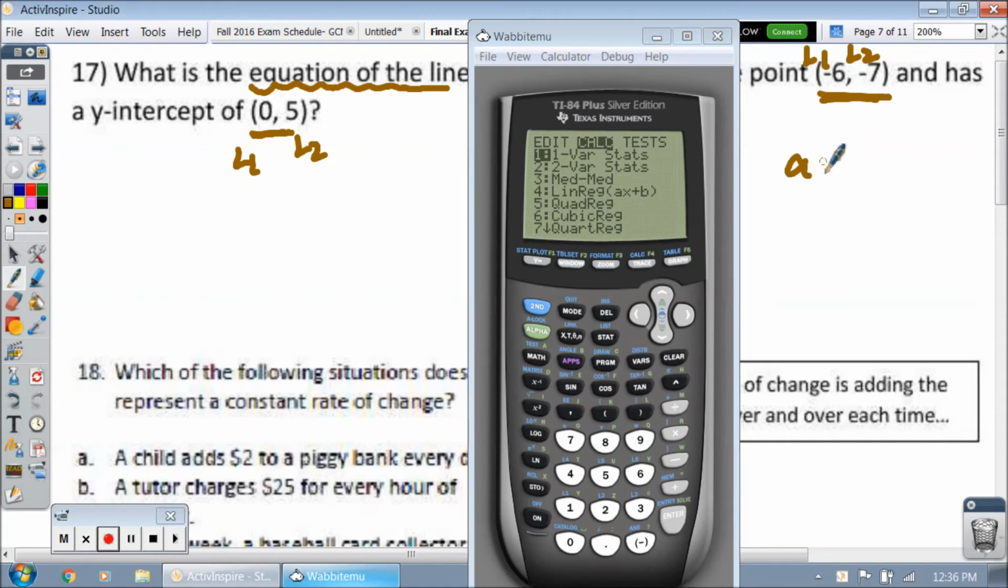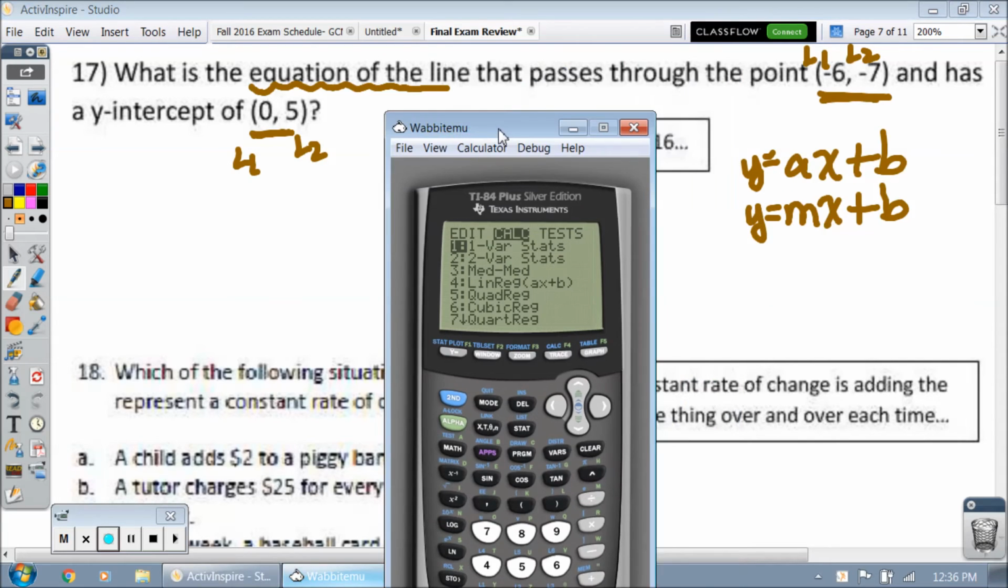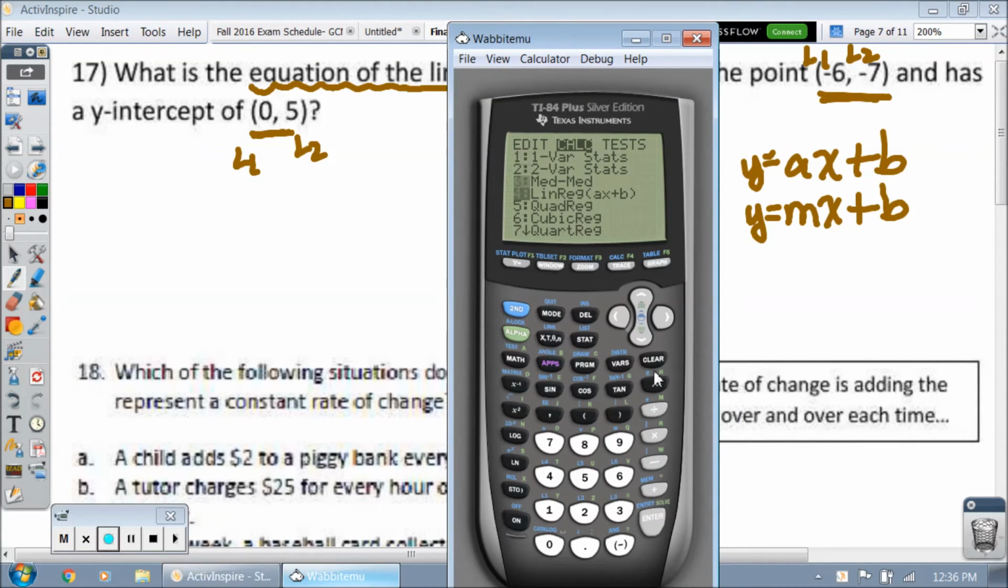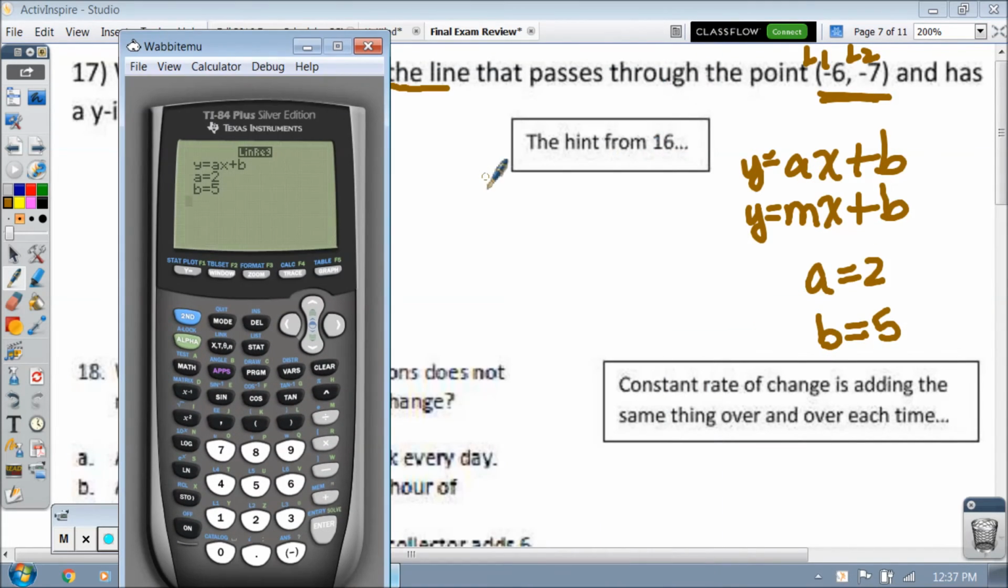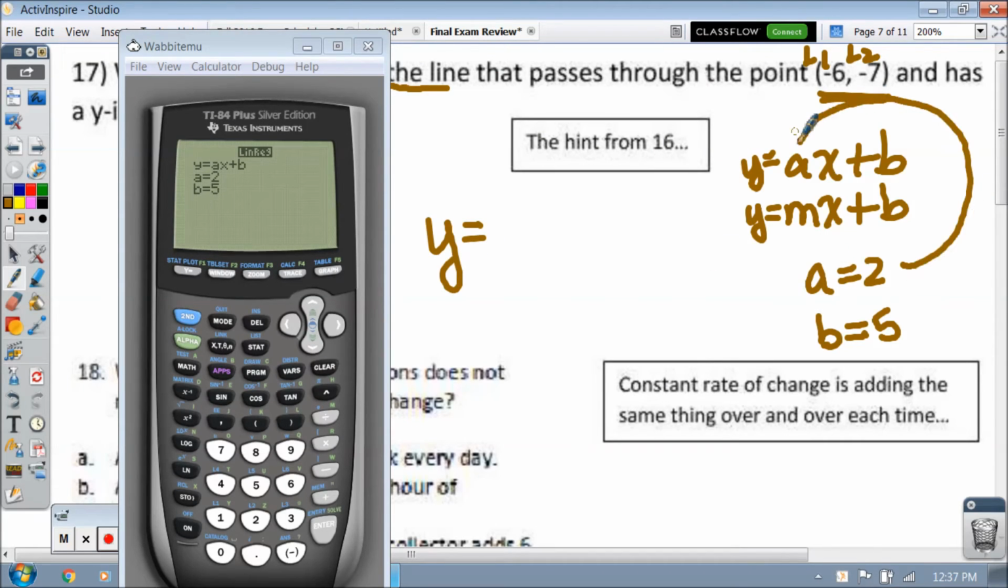We're looking for the one that, the calculator uses the letter A, but that's fine. We know that the letter A is going to be the same thing as the letter M. And it's asking to write the equation, so let's get this information. And it looks like A is 2 and B is 5, so we're just going to plug those two numbers in for A and B. So y equals 2 goes to the letter A, so it'll be 2x, and then 5 is positive, plus 5.